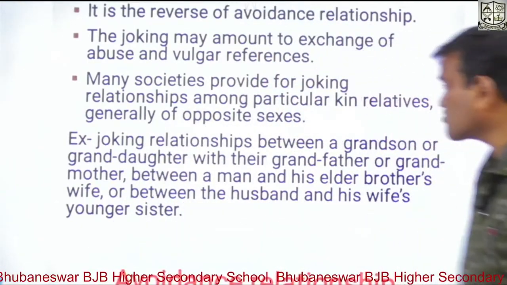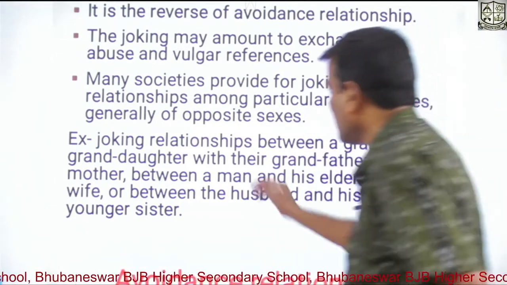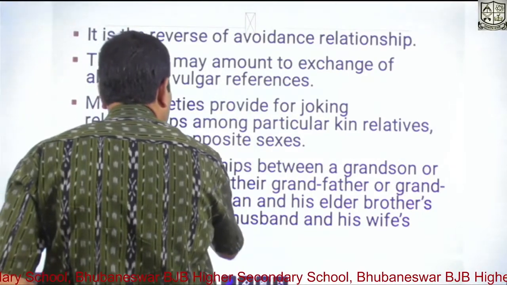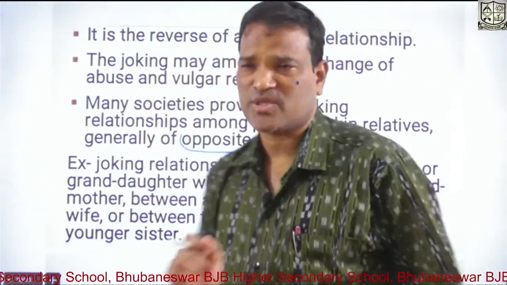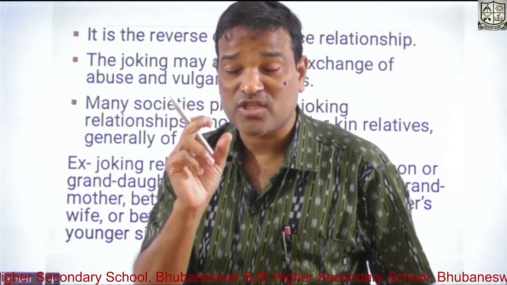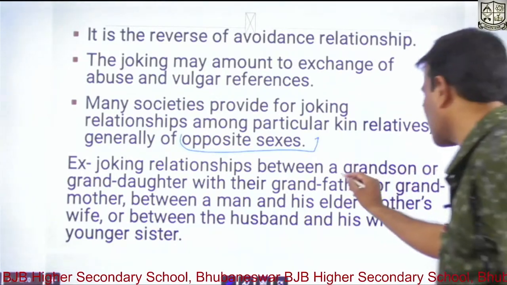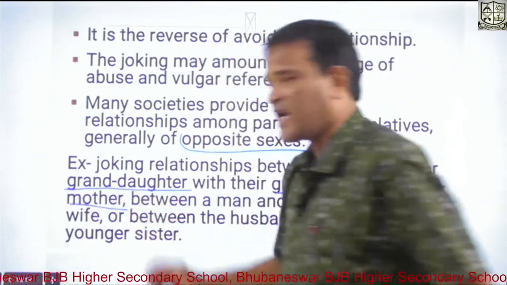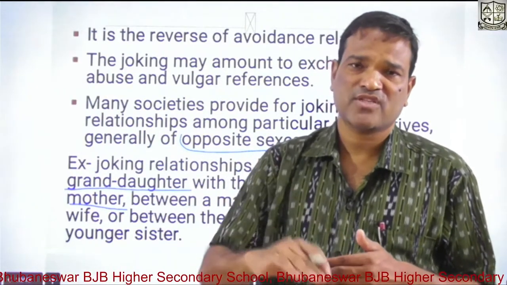Many societies provide for a joking relationship among particular kin relatives, generally of opposite sex. The joking relationship may also be practiced among the same sex, but generally it is practiced among the opposite sex. There is a joking relationship between grandfather and grandchildren. Between a grandson or granddaughter and their grandfather or grandmother: grandson and grandmother, granddaughter and grandfather.